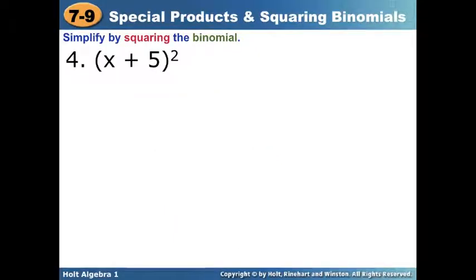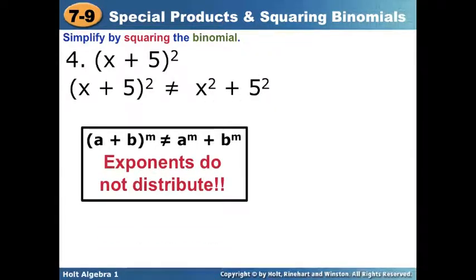Example number 4. Copy this to your notebook paper. We have x plus 5 quantities squared. Note, we will not distribute the exponent: x squared plus 5 squared. If you need to copy this to your notebook paper to remember this would be the incorrect way to show this work, please feel free to do so.